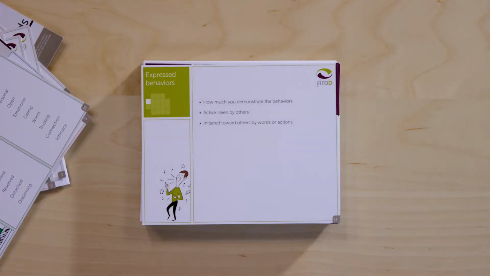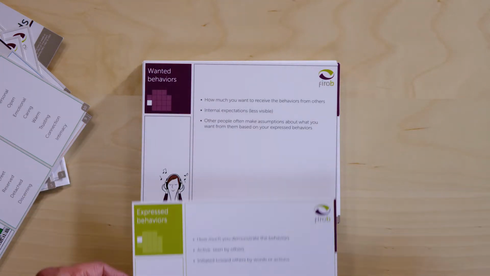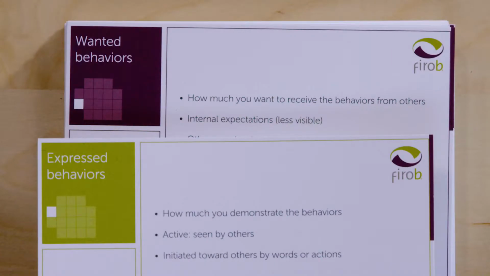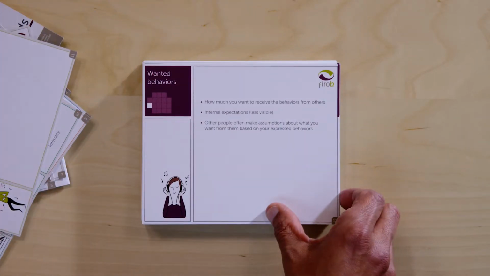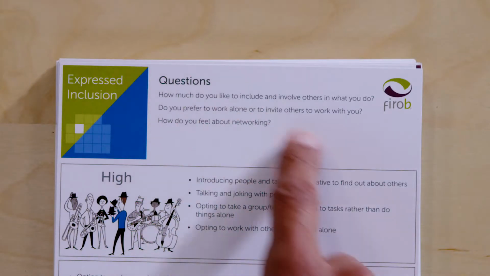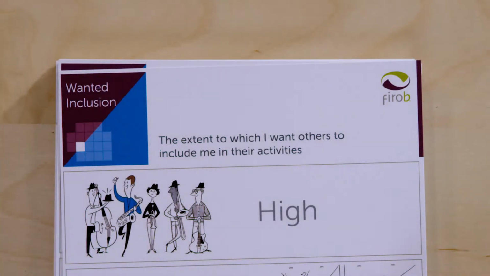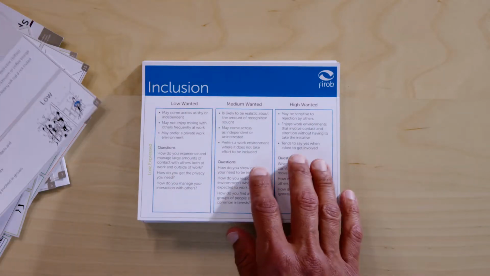Once you have gone through the descriptions of the three interpersonal needs, the next step is to explain the difference between expressed and wanted behaviors. The next two cards kickstart that learning. Then the deck flows into rich examples and prompting questions you can use to help the participant clarify further, starting with expressed and wanted inclusion.